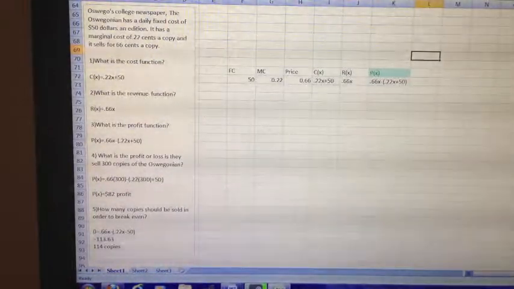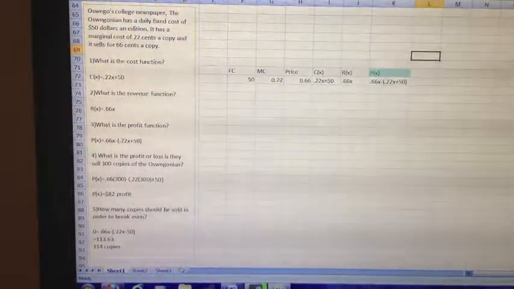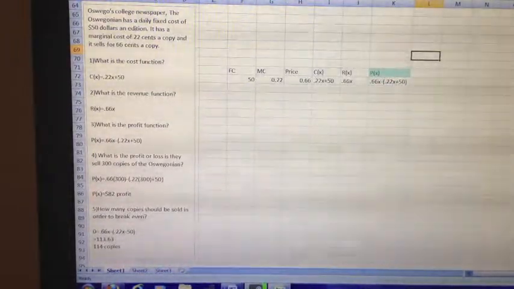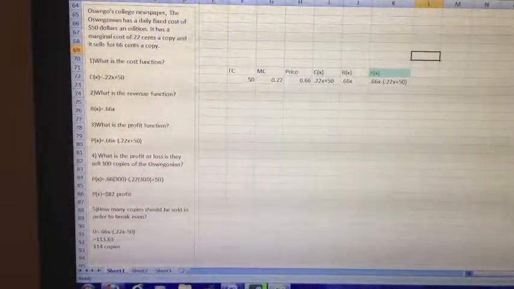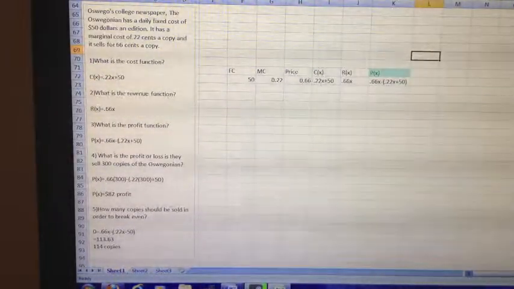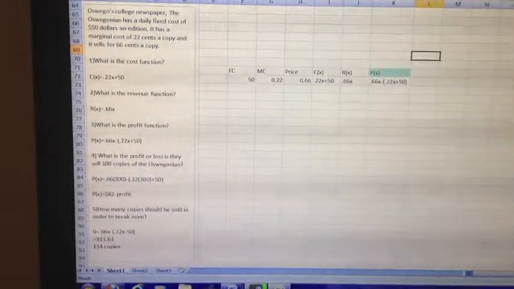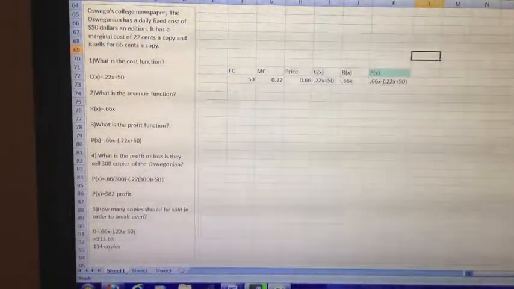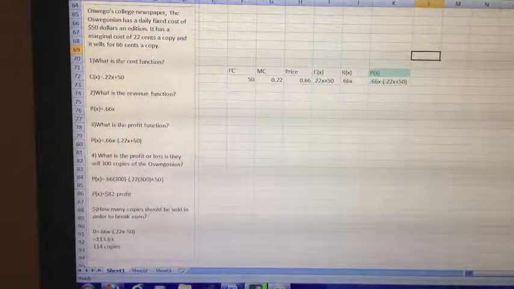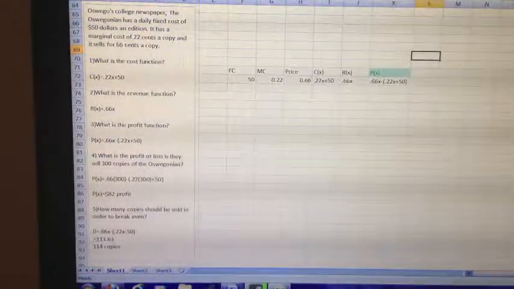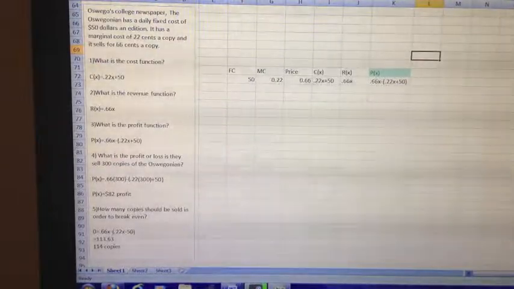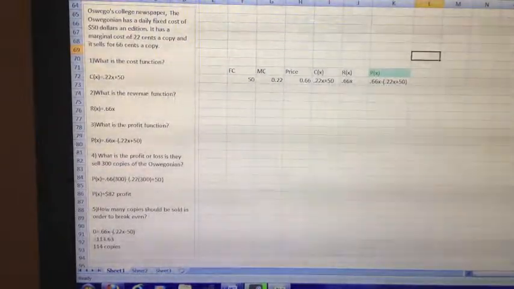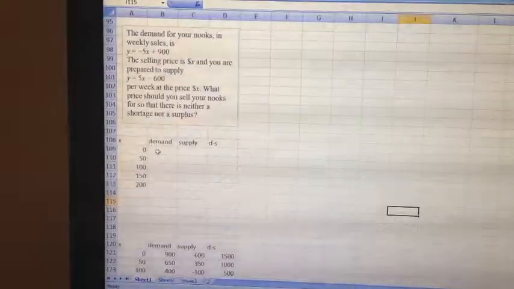So we have 0 equals 0.66x minus 0.22x plus 50. So then when we set that equal to 0 and we do all the math, we get 113.63. So if we just round that, we get 114 copies, which means in order to break even, we should sell 114 copies a day. And that is a cost function.